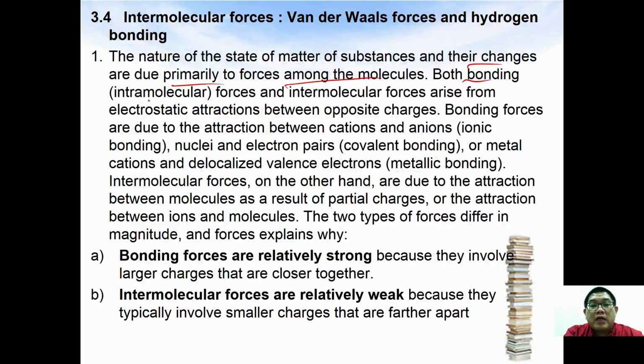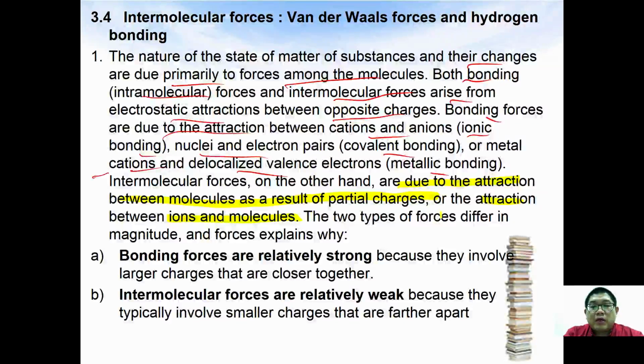So both bonding, intramolecular forces, and intermolecular forces arise from the electrostatic attraction between opposite charges. Bonding forces are due to the attraction between the cation and anion, which is also known as an ionic bond, nuclei and electron pair, which is a covalent bond, or the metal cation and delocalized valence electrons, which is known as a metallic bond. Whereas intermolecular forces, which we are about to discuss here, on the other hand, are due to the attractions between molecules as a result of partial charges, or the attraction between ions and molecules.